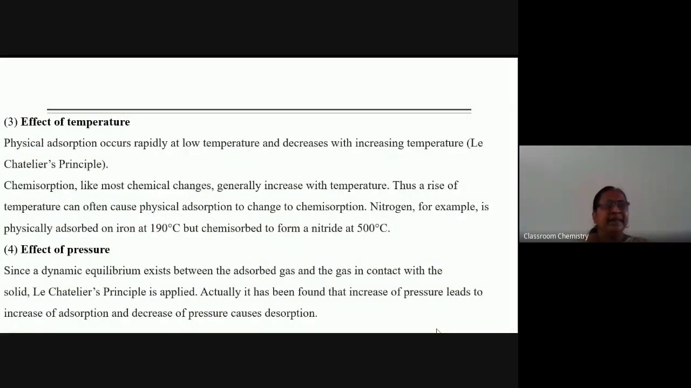Then let us consider the next factor, that is the effect of temperature. Physical adsorption occurs rapidly at low temperature and decreases with increasing temperature. That is Le-Chatelier's principle. You have studied it in the 12th standard. We will see later physical adsorption and chemical adsorption. In adsorption, when the adsorbate is held on the surface by weak van der Waals forces of attraction, that adsorption is the physical adsorption.